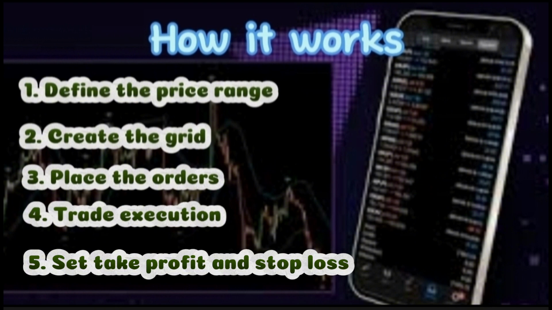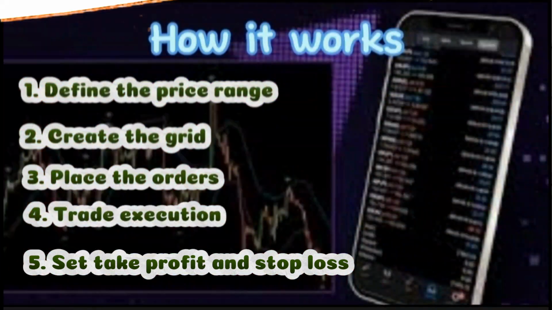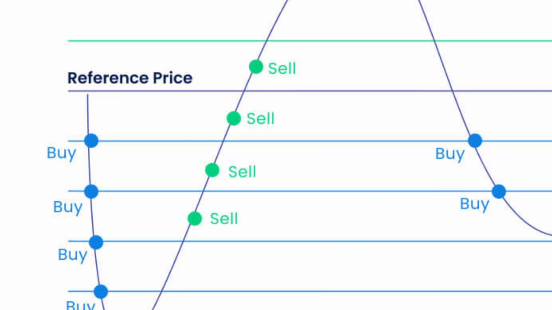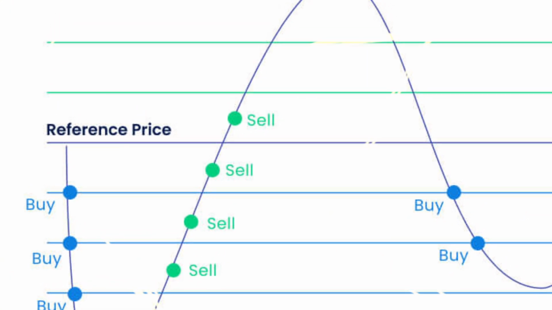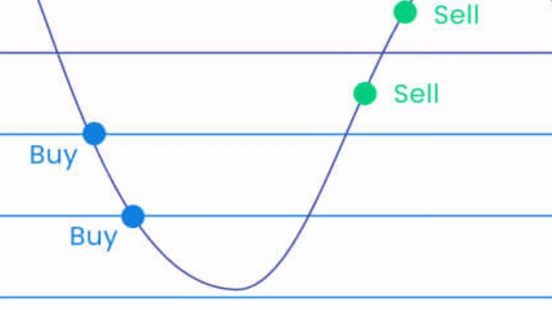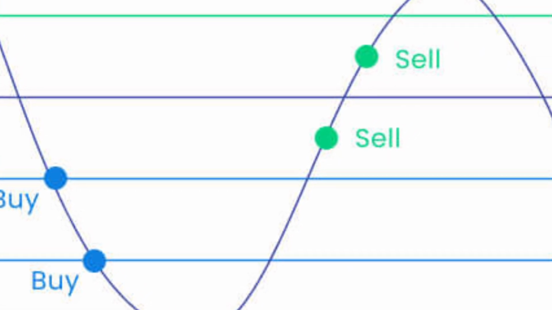5. Set take profit and stop loss. You can set a take profit and stop loss for each trade. Usually, the take profit is small and placed at or near the next grid level.